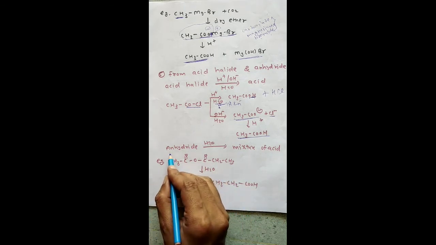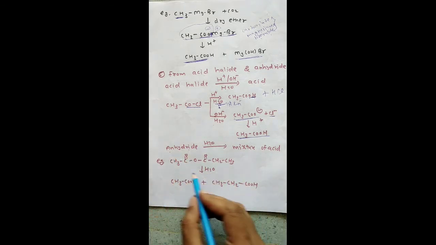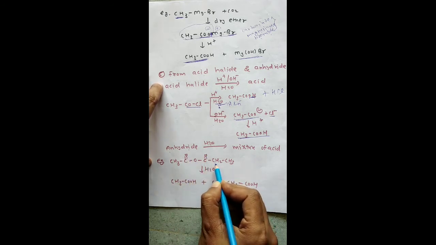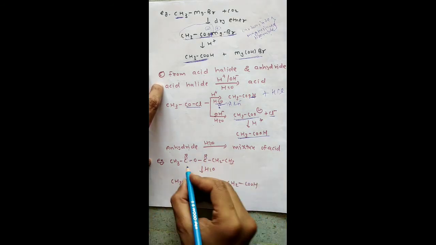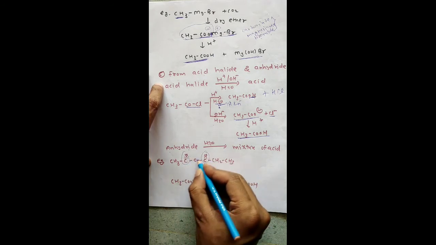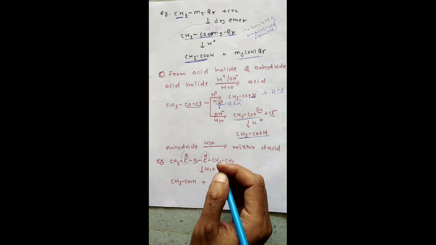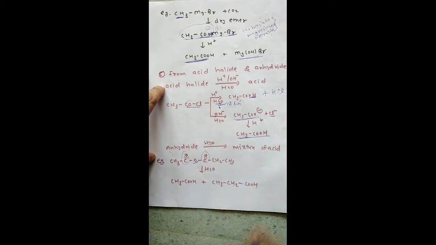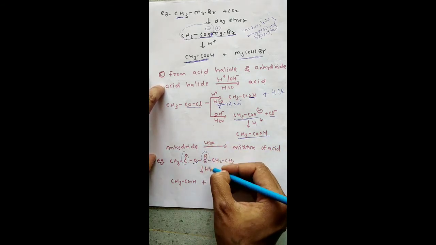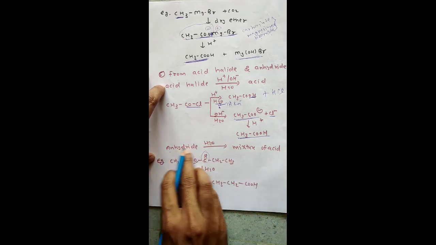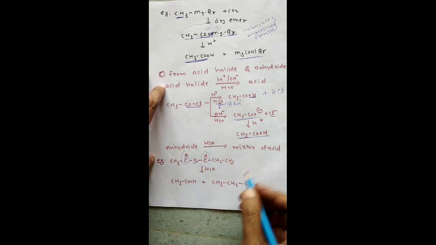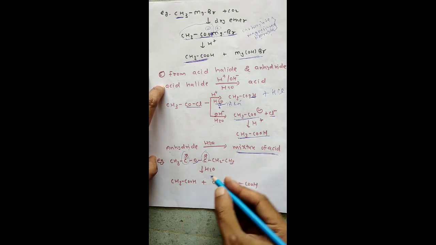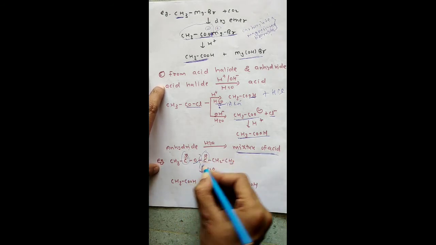Now if we use anhydride, what is anhydride? We can see CH3CO, C double bond O, CH2CO CH3. Between the two ketone groups we have oxygen. It is anhydride. When we perform a hydrolysis reaction on anhydride, we'll get a mixture of acids. You can see, break this bond.